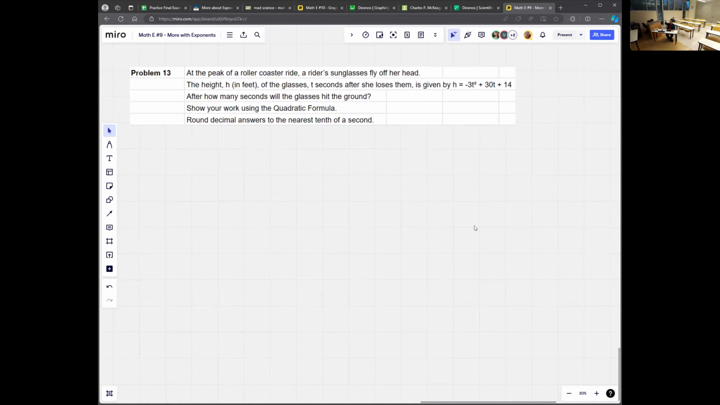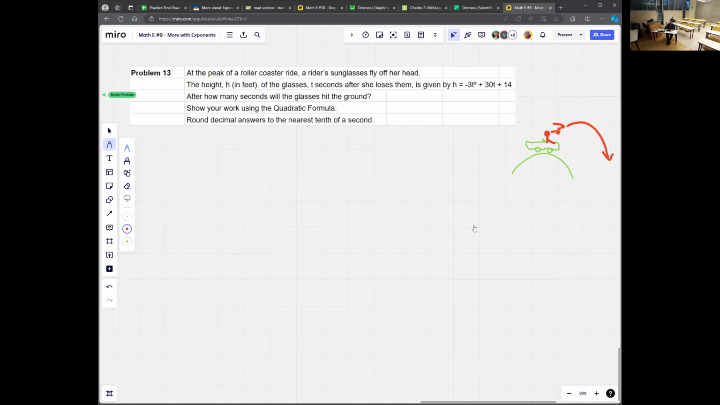Okay. Is this big enough to read? Can everyone read the at the peak of a roller coaster ride? Yes, okay. So at the peak of a roller coaster ride, I'm going to make everyone cringe and draw a little picture. So there's my roller coaster ride. A rider's sunglasses fall off her head. So she's sitting there and her sunglasses fall off her head and fall down like that.